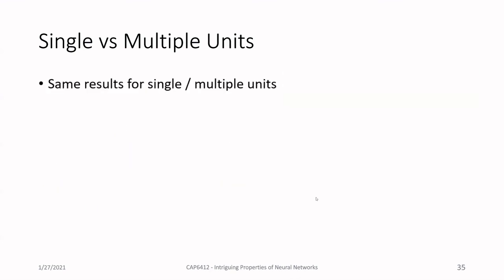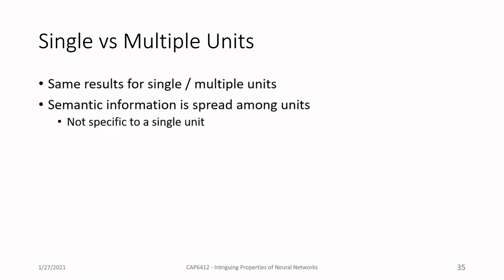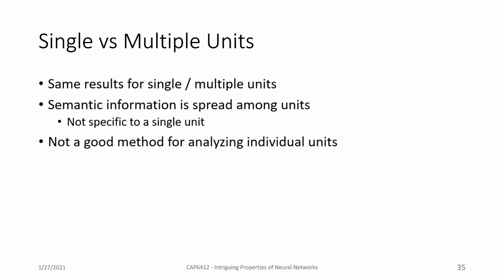So in conclusion for this section, they got the same results for maximizing single units versus multiple units. And this suggests that the semantic information is spread among those units, so it's not specific to a particular unit. And they conclude that this method that other papers had used was not a good method for analyzing these individual units.